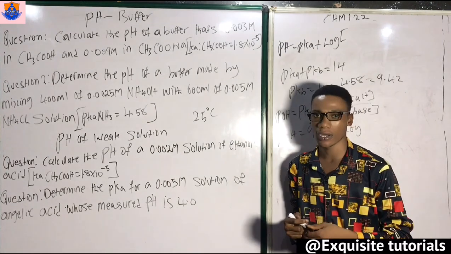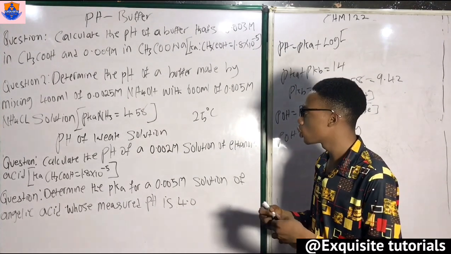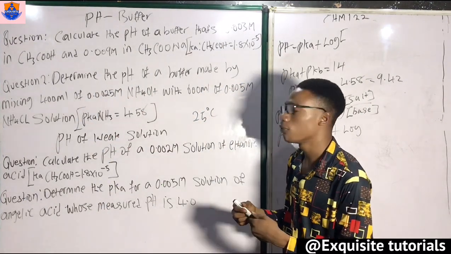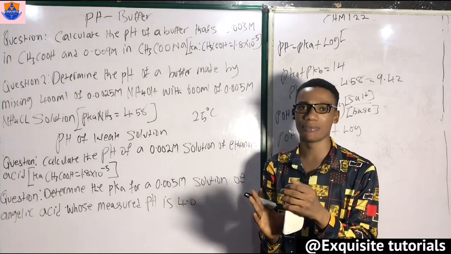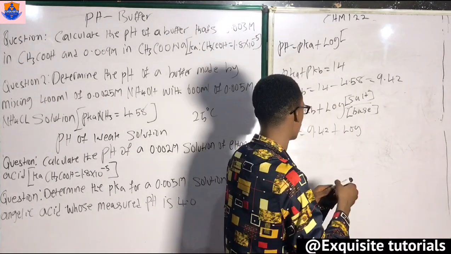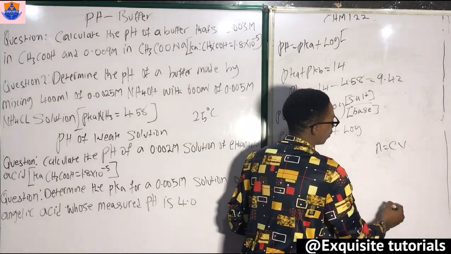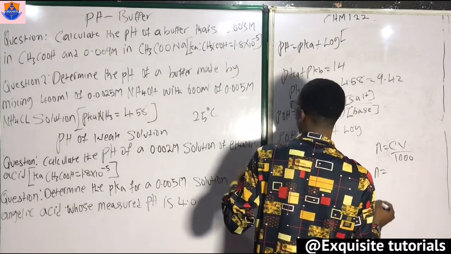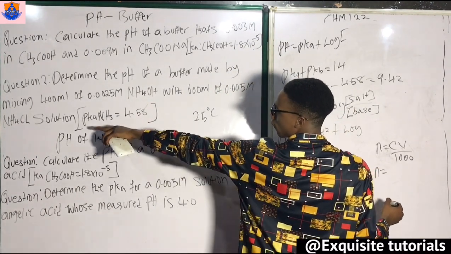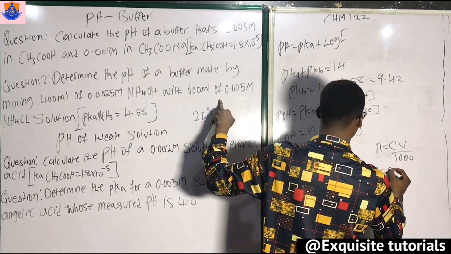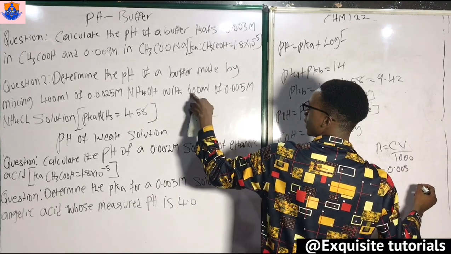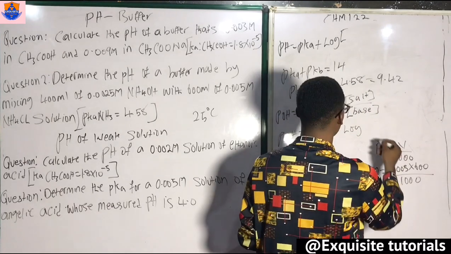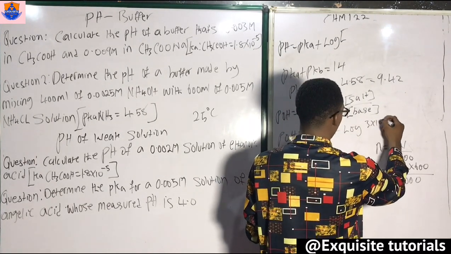Now in this type of calculation of pH, we don't use the concentration directly. You have to convert to the number of moles, and you place it in place of the concentration. So what is the number of moles? Moles is CV over 1000 because it is in ml. So n for the salt will be 0.05 times 600 over 1000, so we have it to be 3 times 10 to the power minus 3.